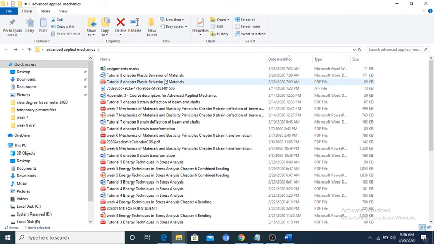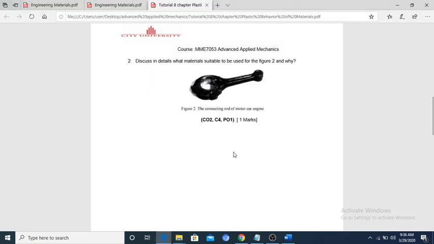Okay, so we have 5 marks for this out of 16 marks. This is for assignment 8. Number 1, discuss in detail what material is suitable to use for this figure 1 and why. So you can just discuss on this, right? Number 2, discuss in detail what material is suitable to be used for figure 2 and why, for that car engine. And then number 3, fill in the box as shown in the picture below. So we have 1, 2, 3. So only 3 easy questions, right?